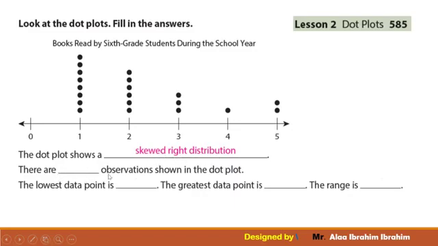How many observations, how many students are here? If you count all of them from here up to here, you find all of them is 20. The lowest data, the smallest value here, was 1, and the greatest here was 5. The range, I told you before, is greatest minus smallest, so 5 minus 1 is 4.